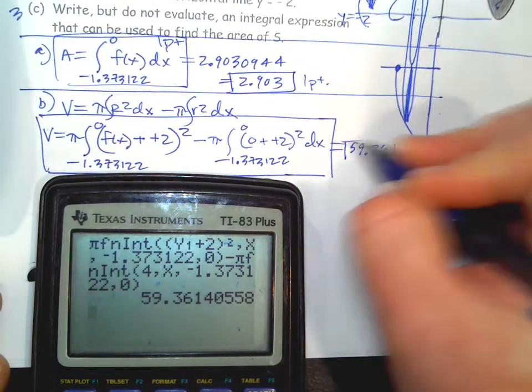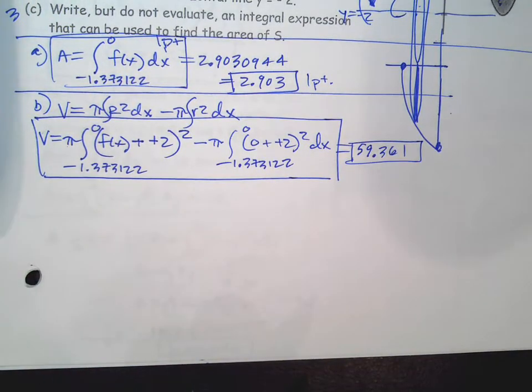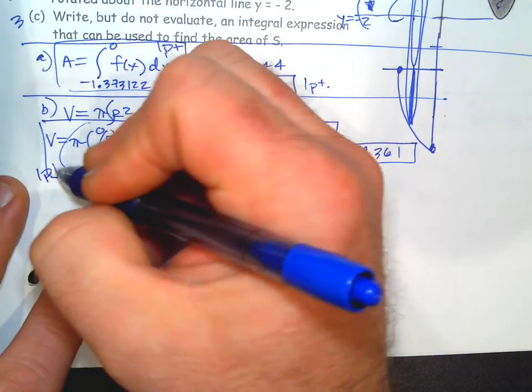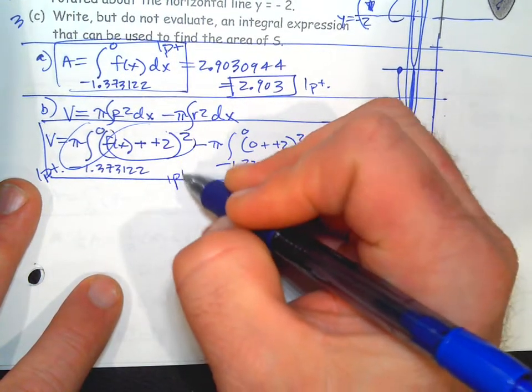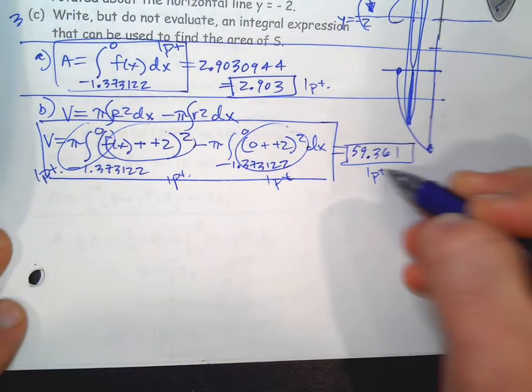59.361, three decimal places, actually rounded or truncated. Points on this: there were 4 points. A point for the limits and the constant, probably a point for each of these integrands, and then a point for the final answer being correct.